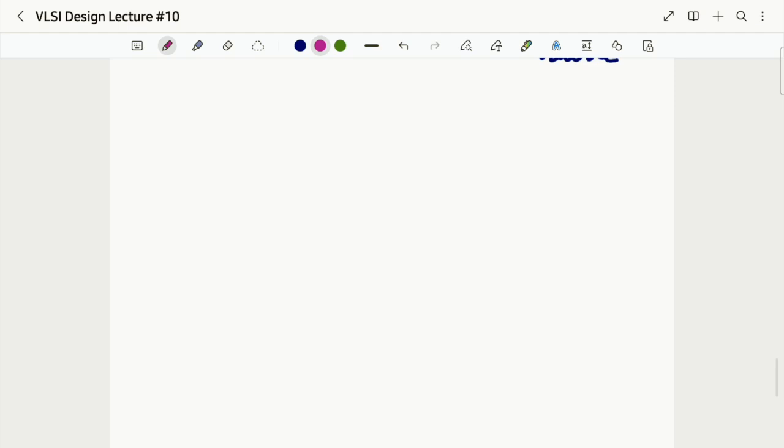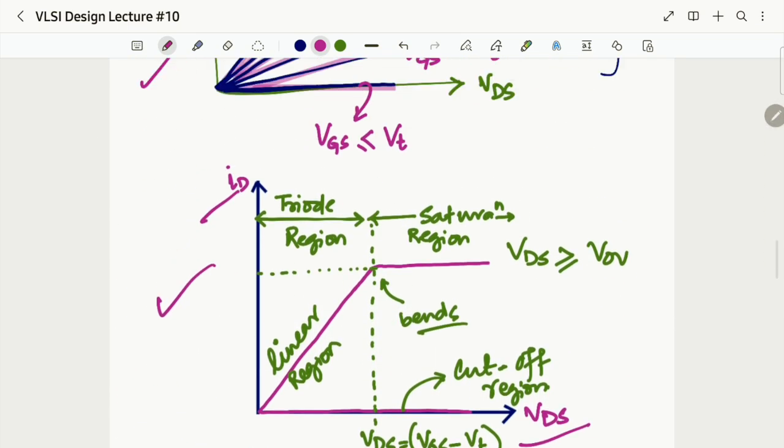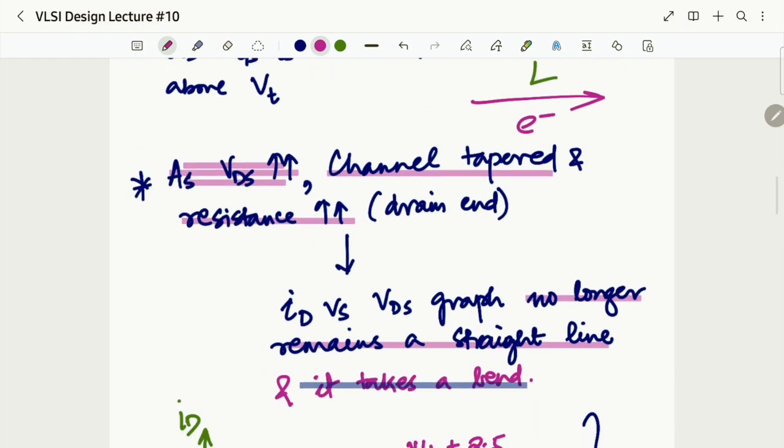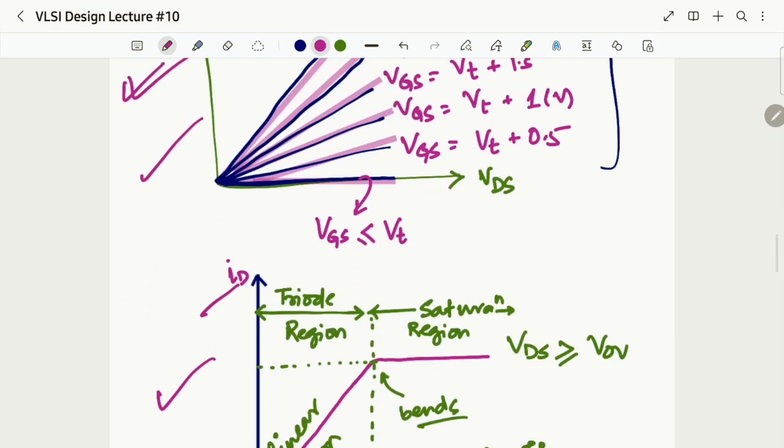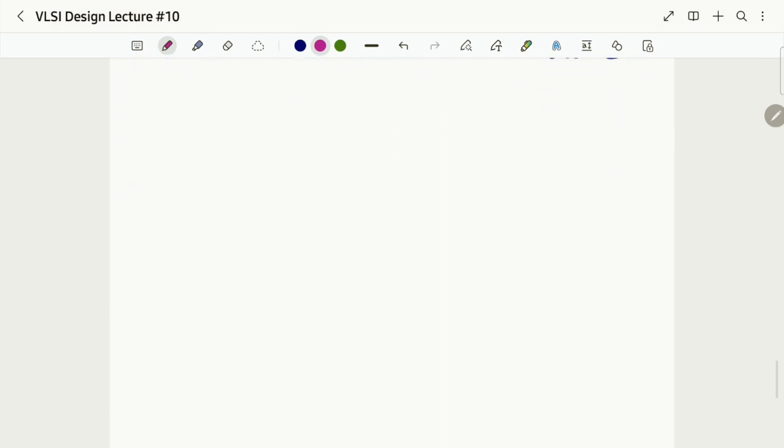Now let us get back to our derivation. It is not over yet, I understand. So from which point will we start? We left off where my channel got tapered and resistance increased. This was the last point we had discussed, so we will start from that point.